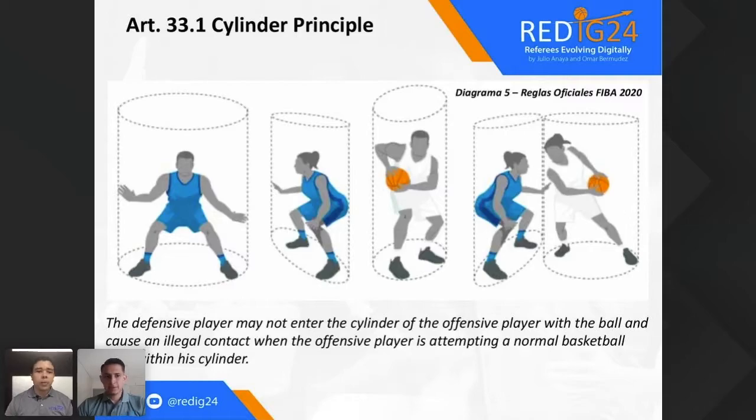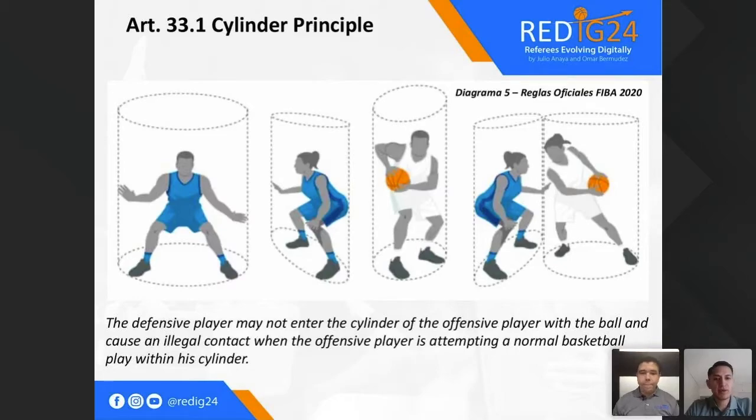Okay, let's move on. We will talk about the cylinder principle. Based on the official rules, the defensive player may not enter the cylinder of the offensive player with the ball and cause an illegal contact when the offensive player is attempting a normal basketball play within his cylinder. We can see these examples many times when the defender gets close to the offensive player and tries to get into the legs or something like that.